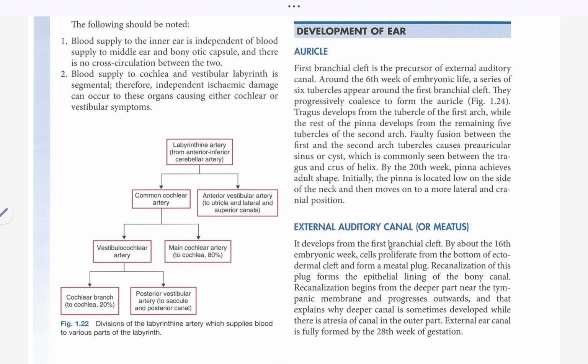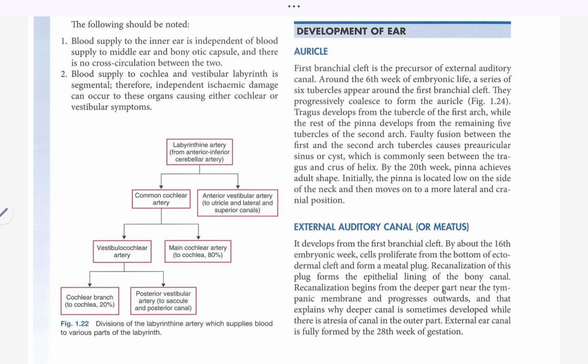It develops from the first branchial cleft. By about the 16th embryonic week, cells proliferate from the bottom of the ectodermal cleft and form a meatal plug. Recanalization of this plug forms the epithelial lining of the bony canal.